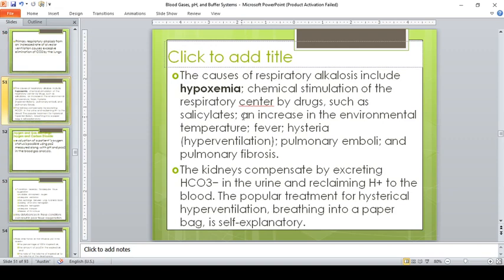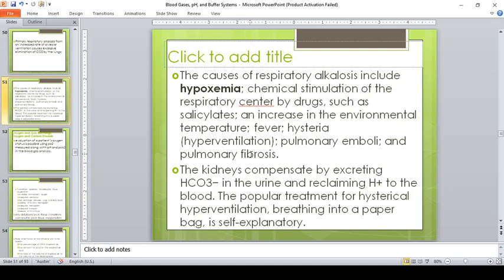The causes of respiratory alkalosis include hypoxemia, chemical stimulation of the respiratory center by drugs such as salicylates, an increase in the environmental temperature, fever, hysteria or hyperventilation, pulmonary emboli, and pulmonary fibrosis. So, these factors leads to respiratory or primary respiratory alkalosis. So, the kidneys compensate since the problem here lies with the lungs. The kidneys will do the compensatory mechanism.